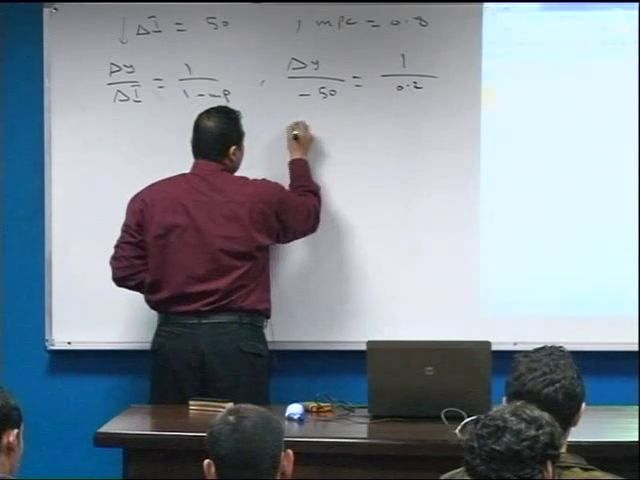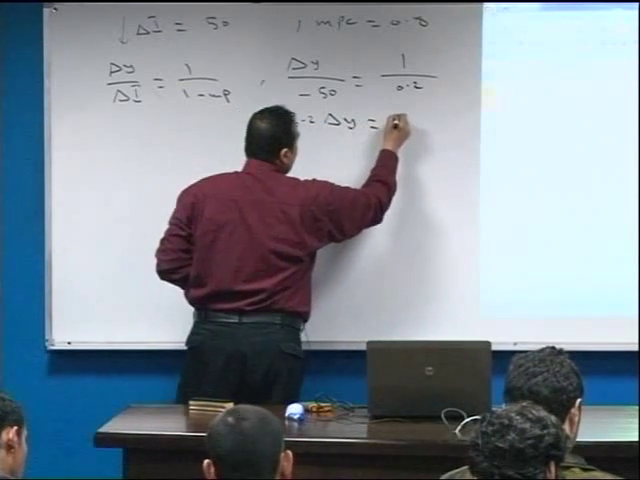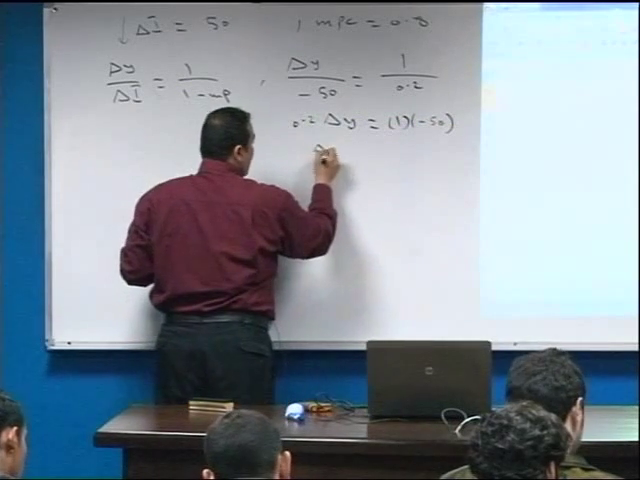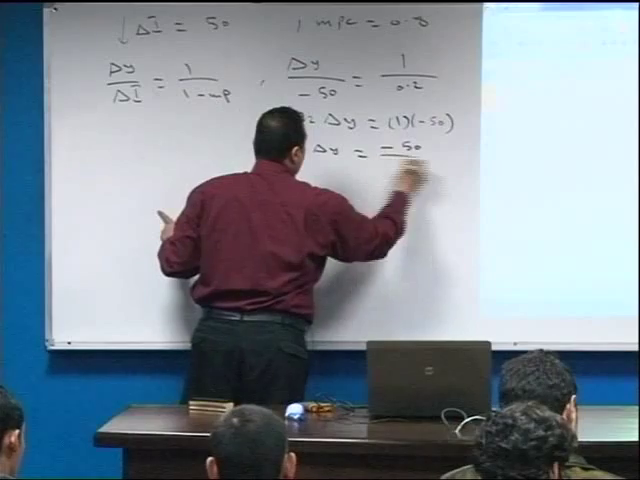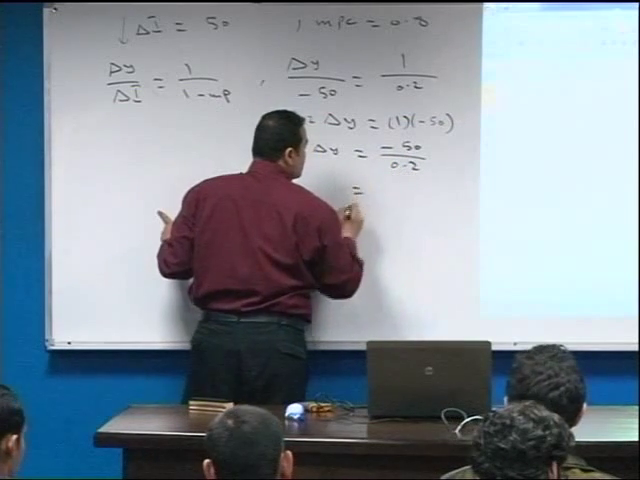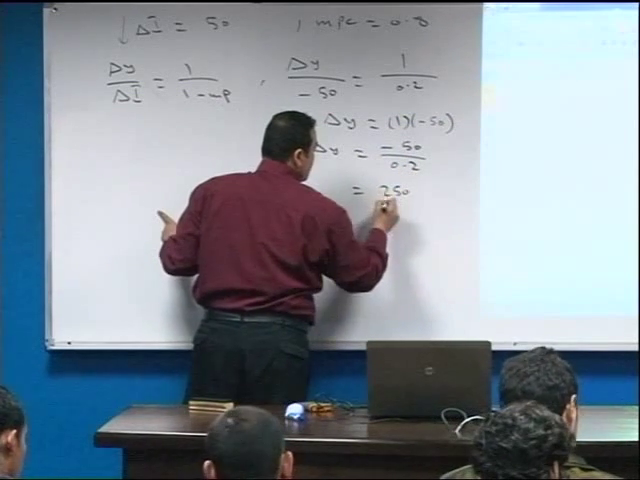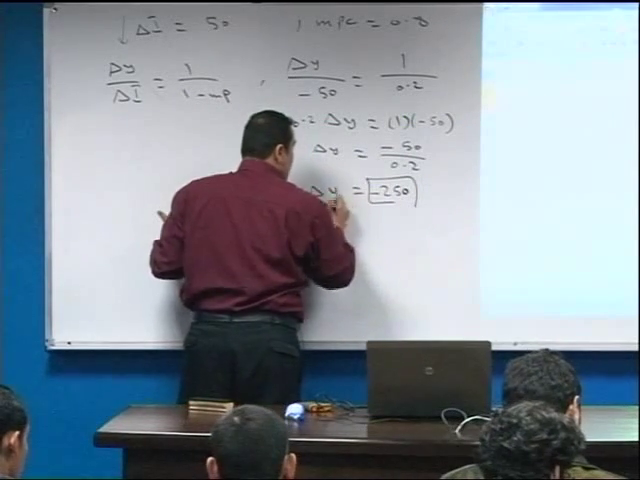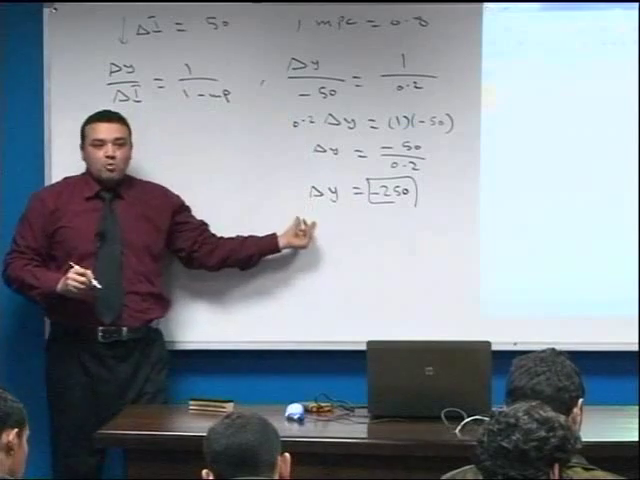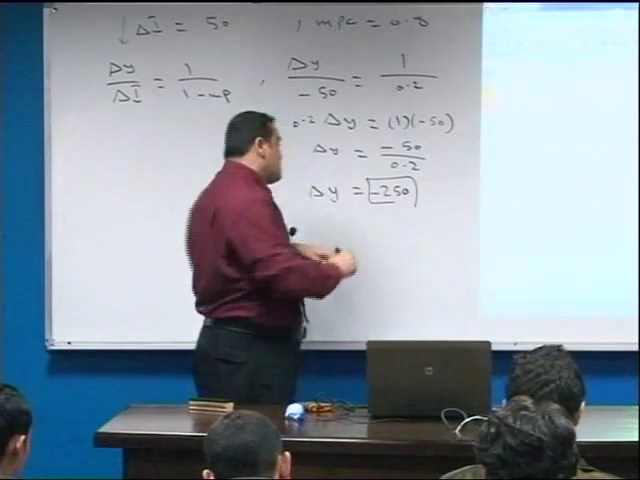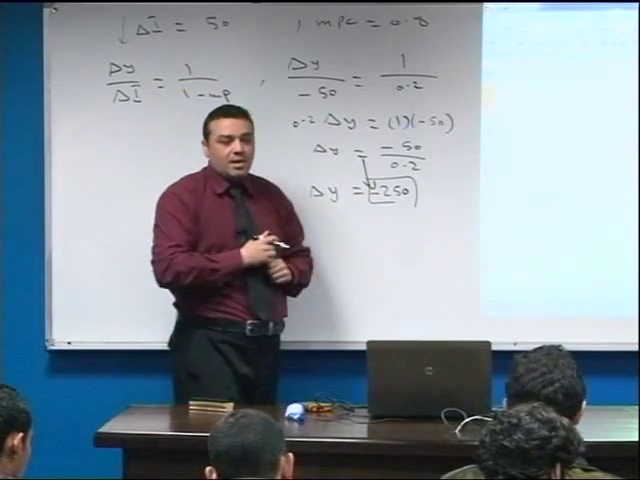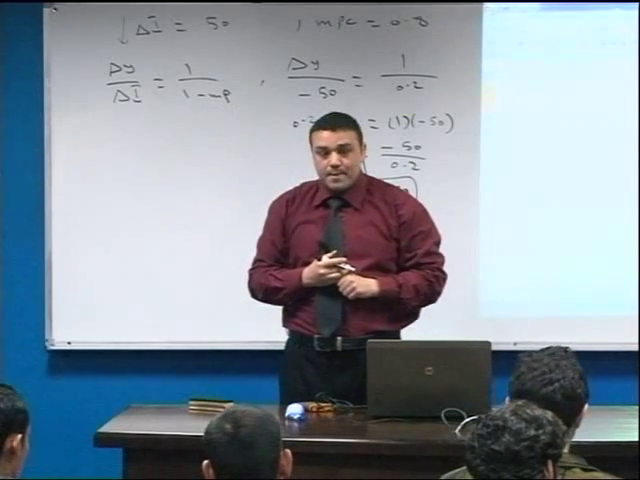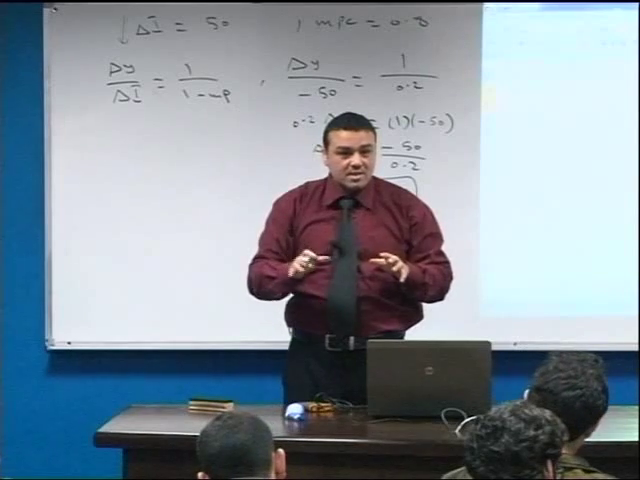So 0.2 times delta Y equals minus 50, so delta Y equals minus 50 over 0.2. How much? Minus 250. This is delta Y. This means that the aggregate output, or the aggregate income, would decline by 250. Okay? Is it obvious? Is it clear?